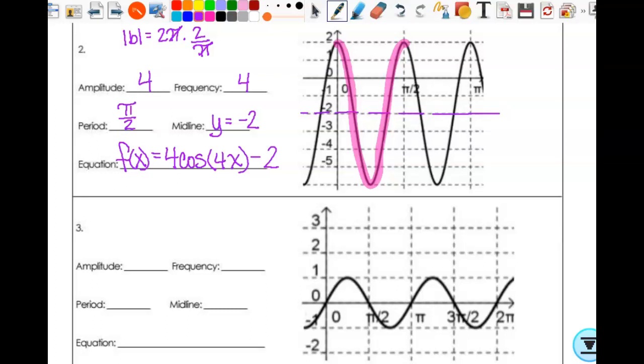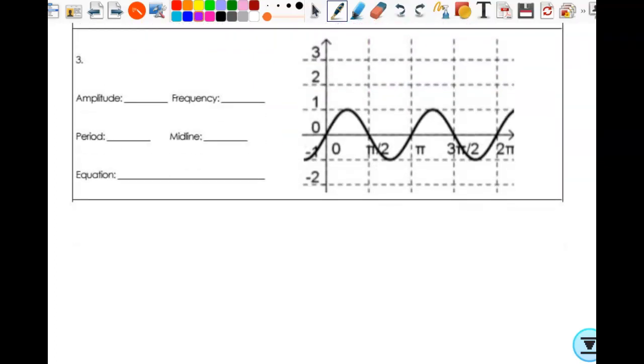What questions you got? We good? All right, so let's look at 3. Midline, pretty easy to figure out right here, right? Y equals 0.